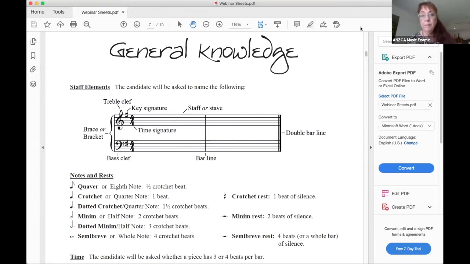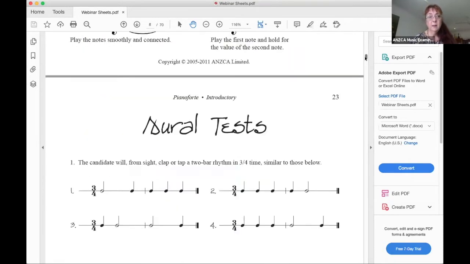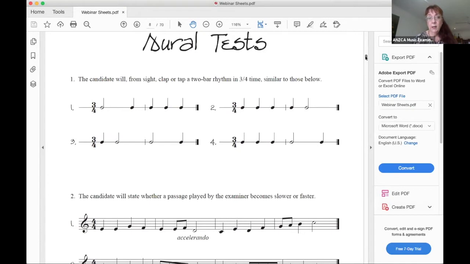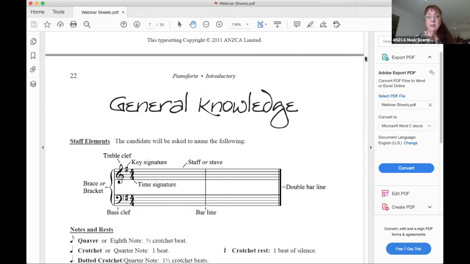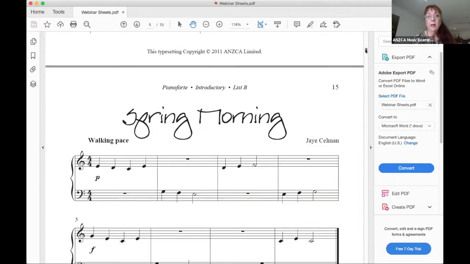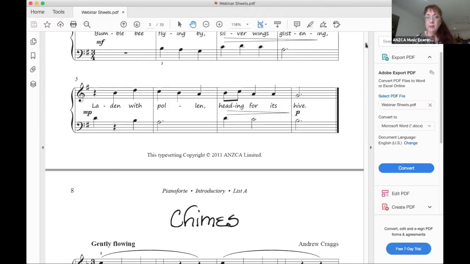And then the other thing that's at the back of the book, which is awesome, is the sample oral tests. So we've got the little clapping, and they don't have any sight reading at this level. Intervals and so forth and so on. So that's all that's in that book. Now, Kerry, would you like to talk about a couple of pieces?